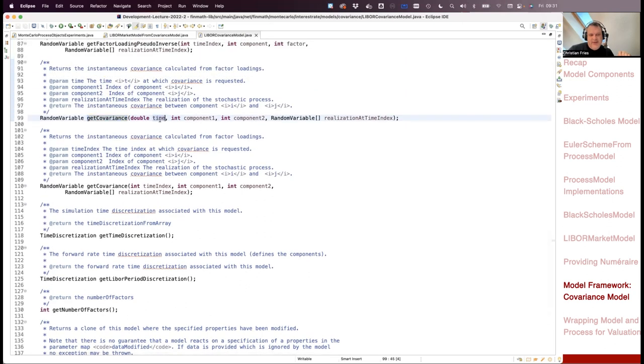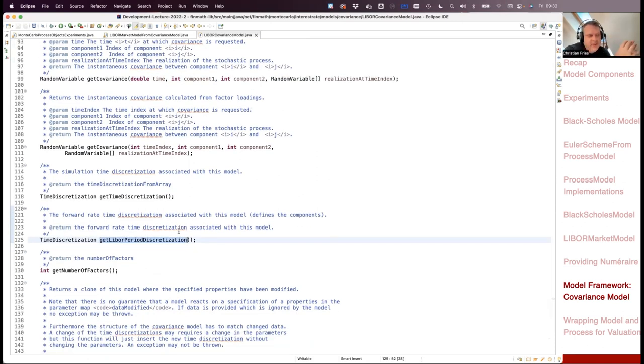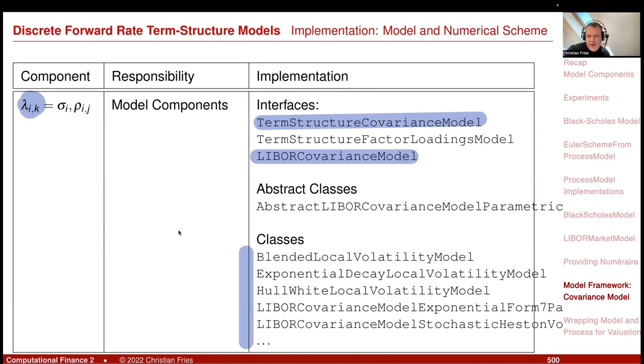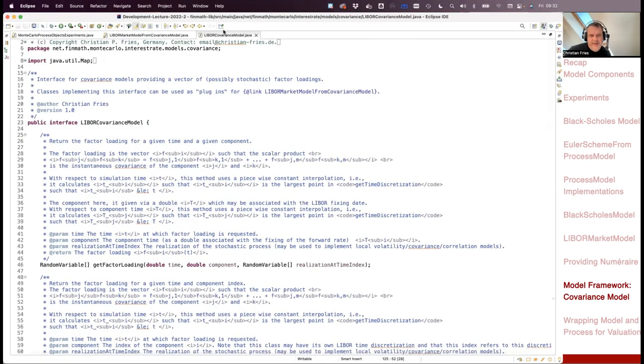This guy also has a time discretization. So it needs to know the time discretization, and it has an associated tenor discretization. So he also knows the tenor discretization. So it's a model of its own. We could model piecewise constant coefficient lambda, or piecewise depending on simulation time or depending on tenor time, piecewise constant. Yeah, so we are flexible. So this is a model within a model. So I have a model framework. So there are some popular forms like an exponential decaying volatility and exponential decaying correlation, then fused together to a covariance structure. So you may just look at some implementations of this covariance model.